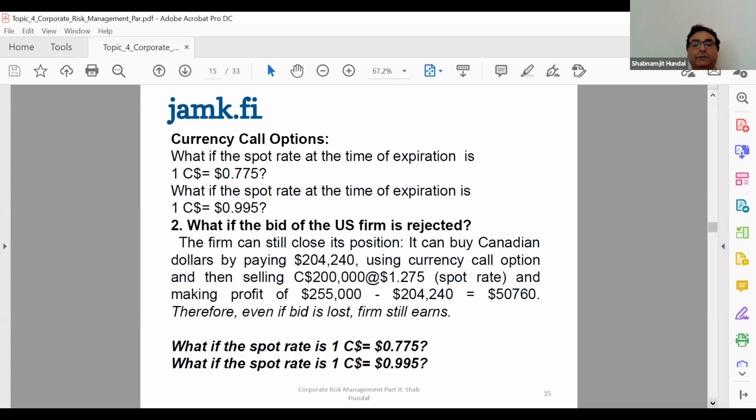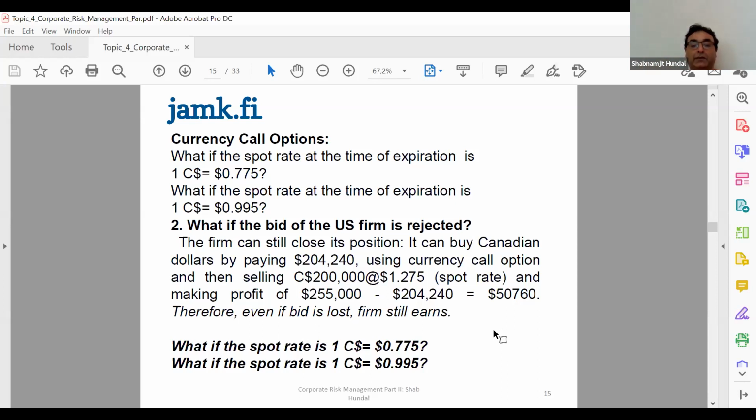But what if the bid is rejected? You get a letter that I'm sorry to say that you will not be able to buy this company. So, well, of course, it's heartbreaking. You are hoping that you will win the Canadian company and have your business operations in Canada as well. Well, it's a loss, nothing much you can do.